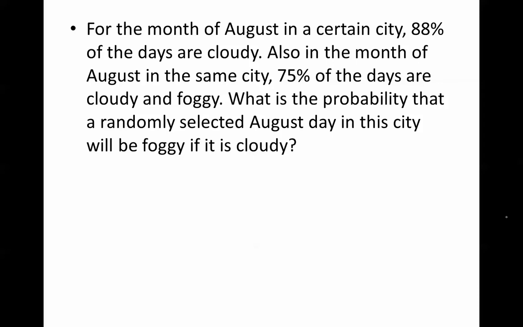In this video, we're going to take a look at finding the probabilities of dependent events. Let's go ahead and take a look here. We're told that for the month of August in a certain city, 88% of the days are cloudy. Also, in the month of August in the same city, 75% of the days are cloudy and foggy. And we're going to find what is the probability that a randomly selected August day in this city will be foggy if it is cloudy.